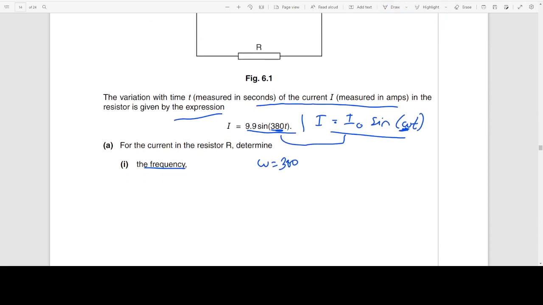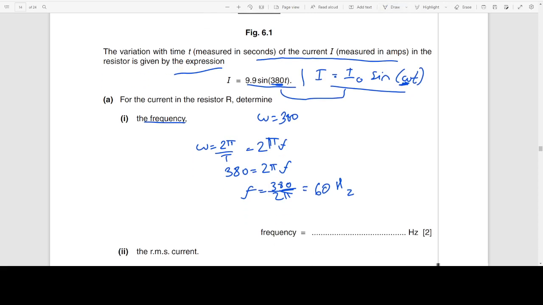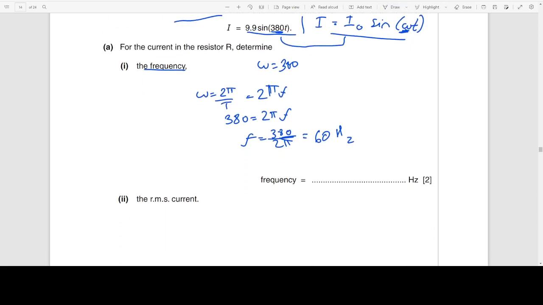We can use this simple fact to calculate frequency. We know that omega is 2 pi by T, which is 2 pi f. So 380 equals 2 pi f, and f is going to be equal to 380 upon 2 pi, which is equal to 60 hertz. So yeah, the answer is 60.